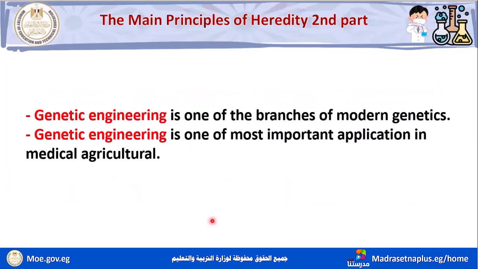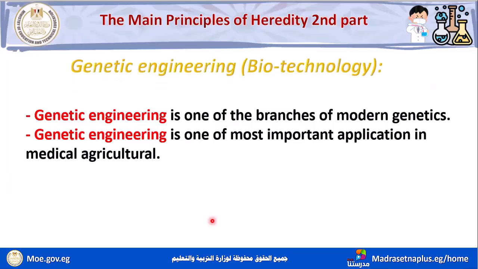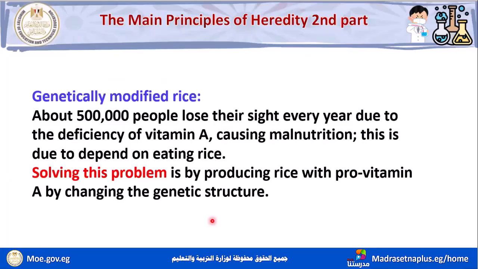Genetic engineering is one of the branches of modern genetics. Genetic engineering is one of the most important applications in medicine and agriculture. Genetically modified rice: about 500,000 people lose their sight every year due to the deficiency of vitamin A, causing malnutrition. This is due to depending on eating rice. Solving this problem is by producing rice with provitamin A by changing the genetic structure.